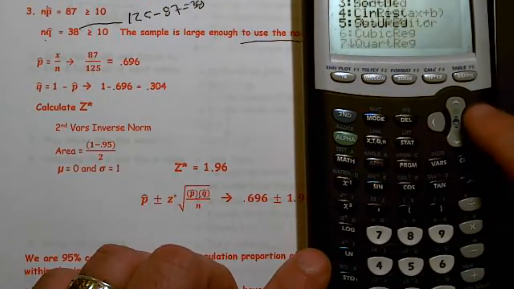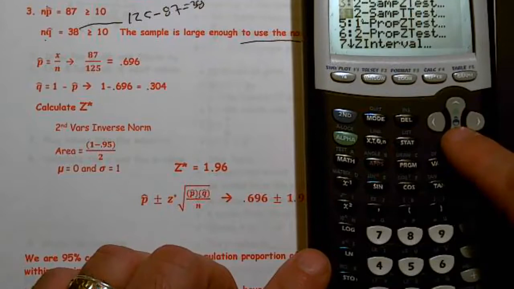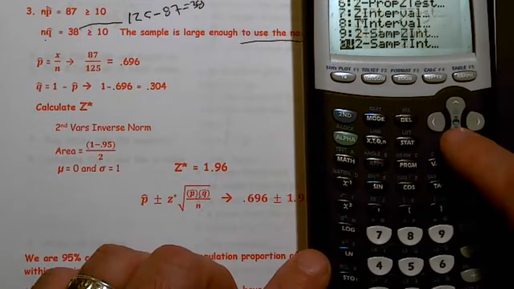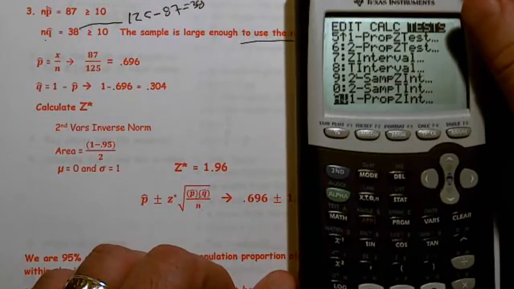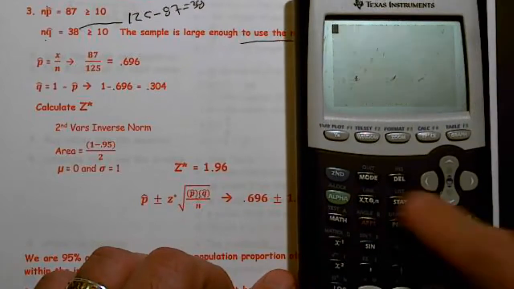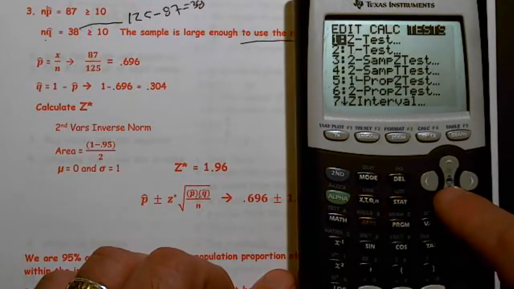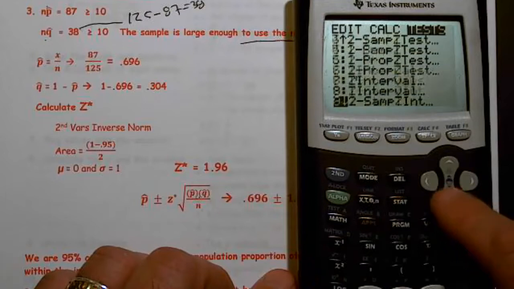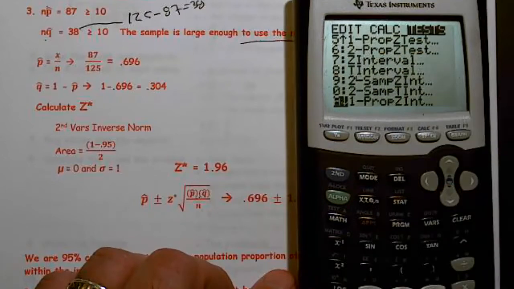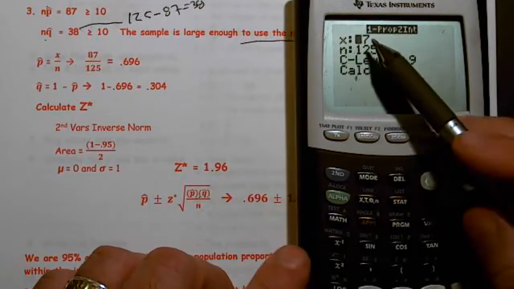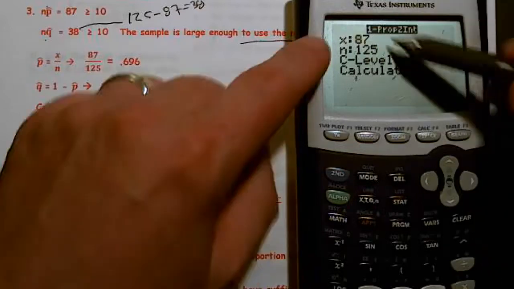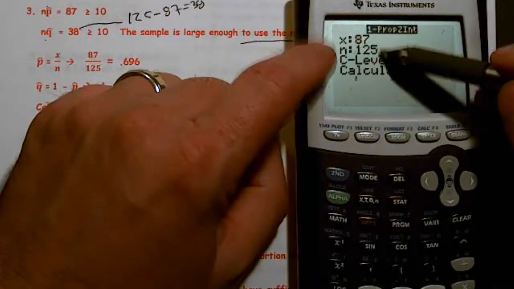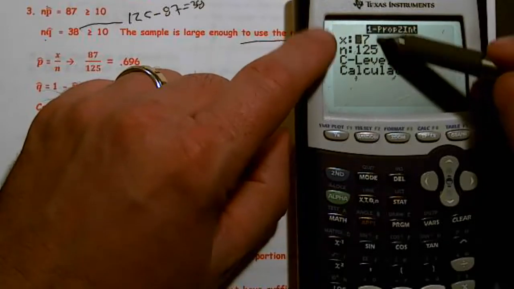So, stat, tests, and I need to scroll down to letter A, one proportion Z interval. We had 87 who said they were going to strike out of 125. These must be whole numbers. They cannot be decimals. They have to be whole numbers.